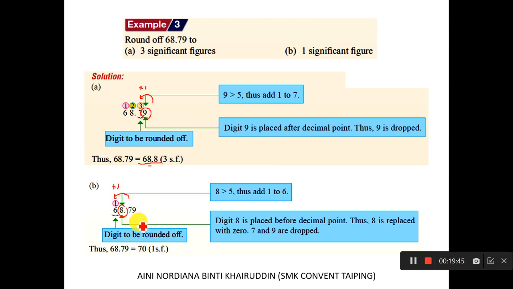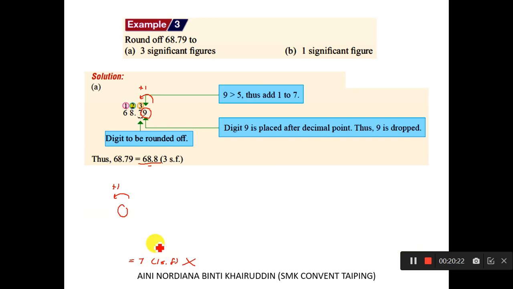If you ask me, why 70? 70 is 2 significant figures. Why don't we write the answer 7? Because 7 is 1 significant figure, and this is wrong. We have to put 70 as the answer, because 70 we can say is one significant figure or two significant figures.